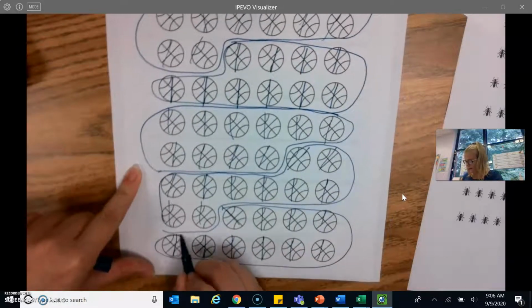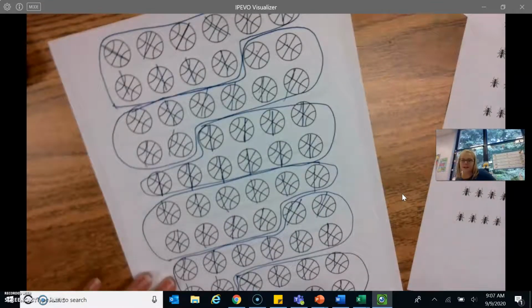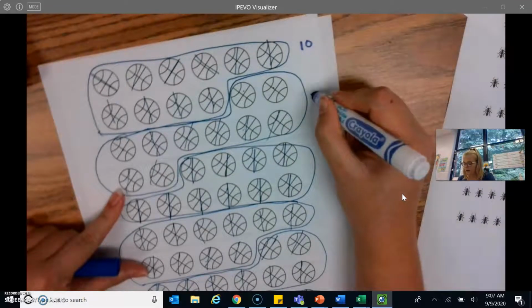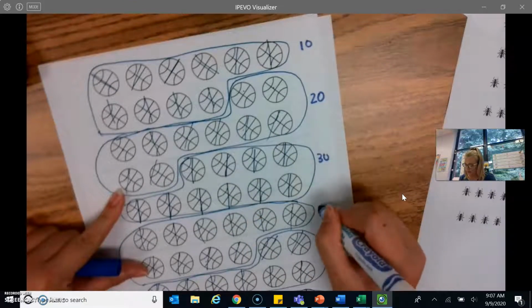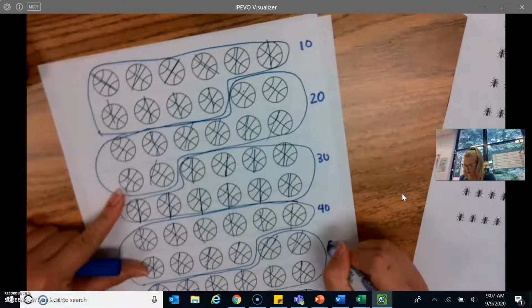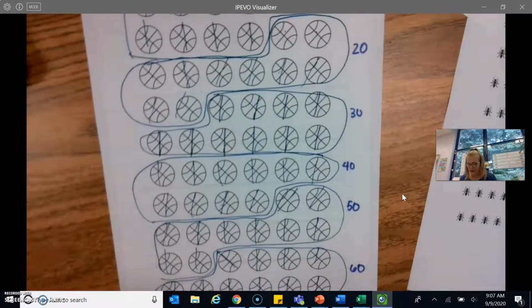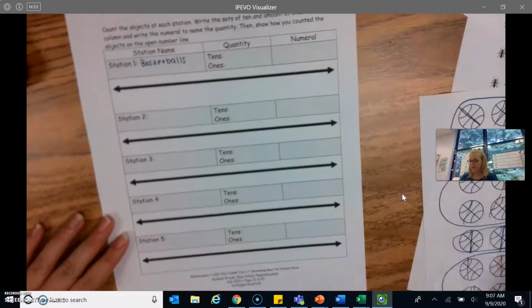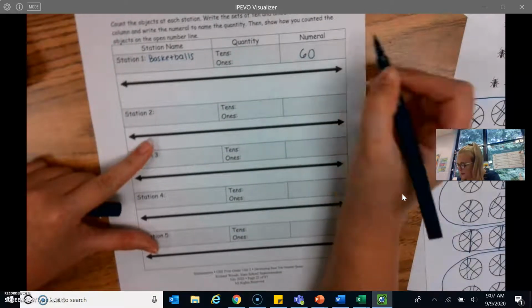Wow. Okay. So now let's see how many groups of 10 I have. I can see I have one group of 10, so that's 10, 20, there's another one, 30, 40, 50, 60. So I can just count up my groups of 10s. Alright, so how many basketballs do I have here? That's right, I have 60 basketballs.